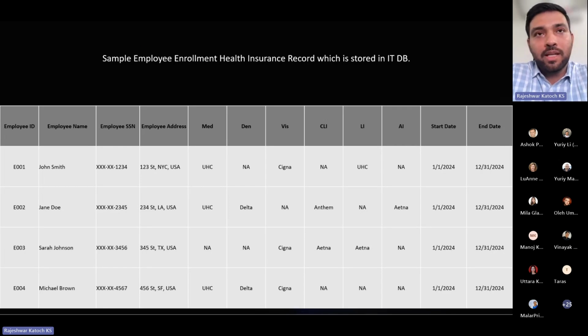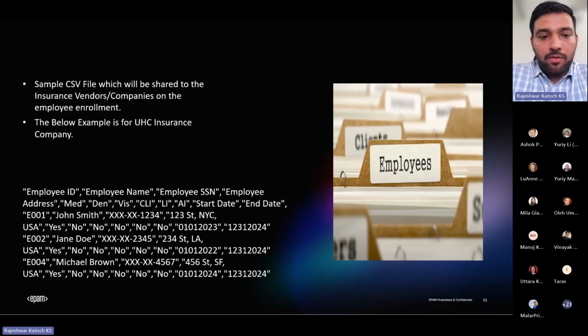Like, say for example, they expect certain formats, and I've just given an example. Say for example, there are certain employees who have enrolled into medical, dental, vision, and other health plans. If you see the format of the sample CSV file, we have these records being shared with the respective insurance companies. I'm not saying that this is the exact format, but it does change based on the needs of the insurance company, like how they want the data to be handled.